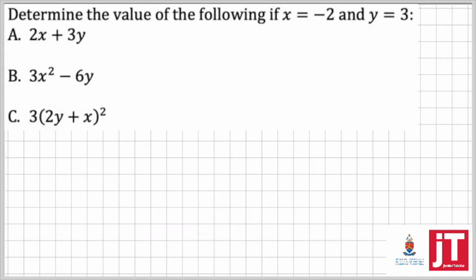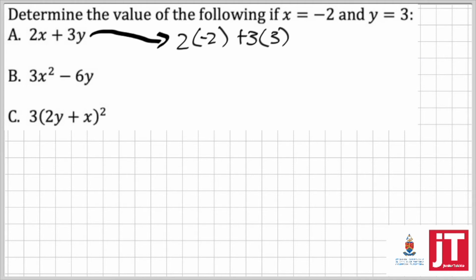Let's look at this example. Determine the value of the following if x is -2 and y is 3. Try it yourself first before you watch the rest of this video. Well, I'm going to start by first substituting the -2 into x and the y with 3.